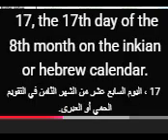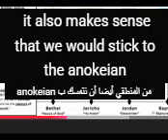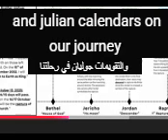Well, it just so happens that we were already looking at Heshvan 17, the 17th day of the 8th month on the Enochian or Hebrew calendar. October originally meant 8th month since octo means 8 in Latin, so October 16th to 17th can easily be translated to Heshvan 16 to 17. It also makes sense that we would stick to the Enochian or Hebrew calendar since we already traveled past the Gregorian and Julian calendars on our journey.